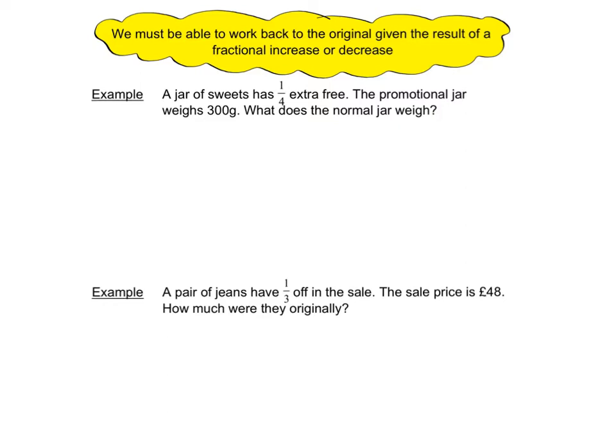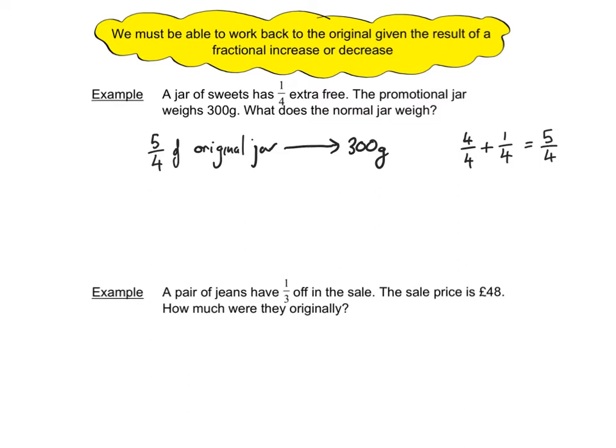So first of all, we maybe think about what would have been in the original jar before the promotion was applied. In other words, what does a normal sized jar look like? Well, a normal sized jar would have 4 quarters, in other words, the full jar. Someone has added on 1 quarter extra, which means that jar actually has 5 quarters of the original amount. So if that 5 quarters of the original amount weighs 300 grams, then we can write that over here. So 5 quarters of original jar basically weighs 300 grams.